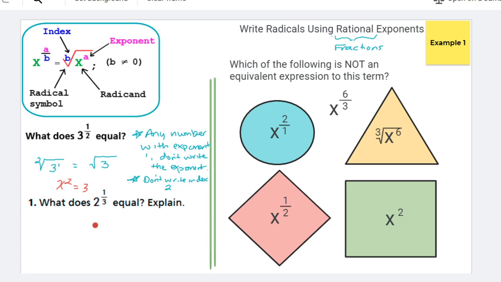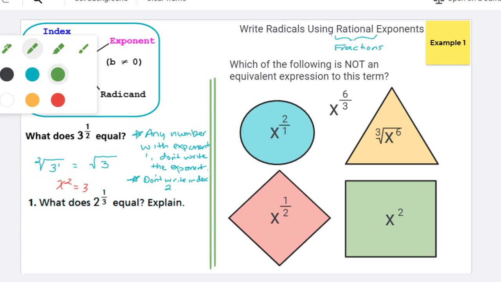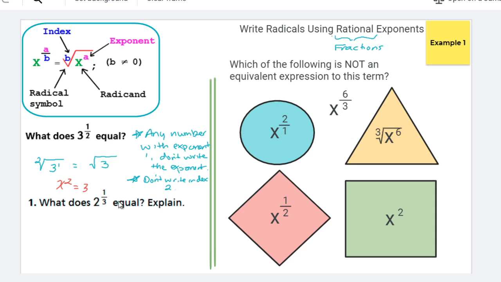Alrighty, so now let's try it again, but now with 2 to the 1/3. We'll do it in green this time. So we'll have our radical symbol. This base becomes my radicand. The number on top of the fraction becomes the exponent. And the number on the bottom of the fraction becomes the index. And remember, if you have a number raised to the first power, you don't write that 1 on there. It'll just look like this. So this is called the cube root of 2.